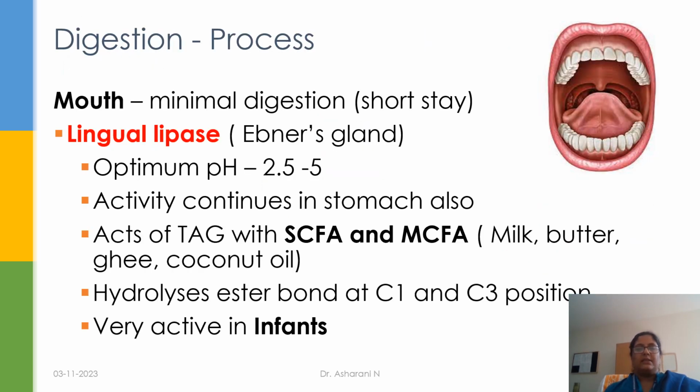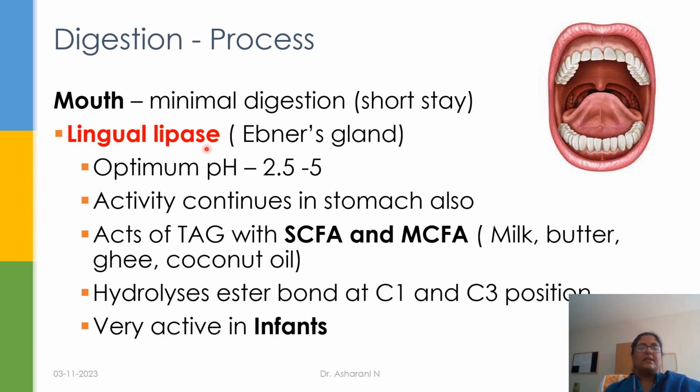So we will see the process of digestion in the mouth. Because of the short stay of food in the mouth, there is only minimal digestion. A very important enzyme in the mouth is lingual lipase, secreted by Ebner's gland, a salivary gland. The optimum pH for its activity is 2.5 to 5. Because of this, the activity of this enzyme continues in the stomach also, as the stomach pH is also very low.